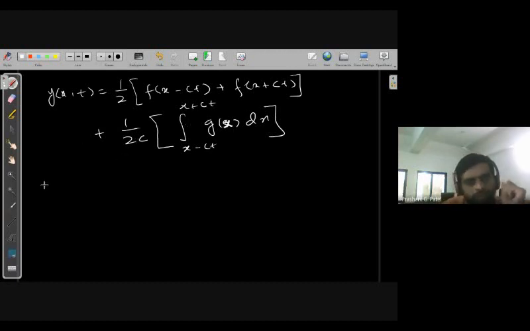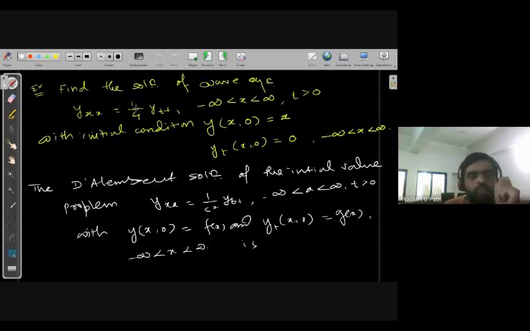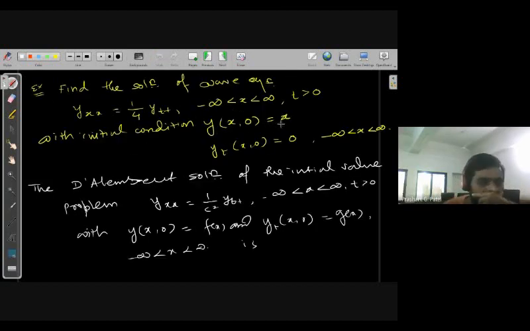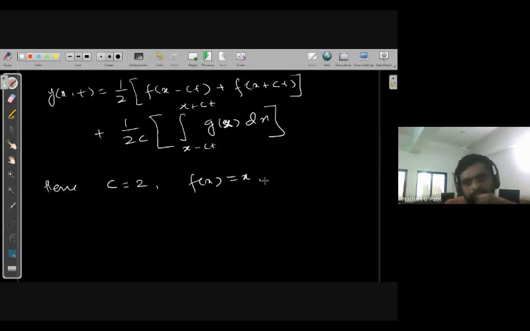This is the solution. Here, let us see what is given. What is the value of c? Instead of 1 by c square, we have 1 by 4. So the value of c is 2. Small f of x in this situation is given as x, because that is the displacement. So small f of x is x, and small g of x is 0.